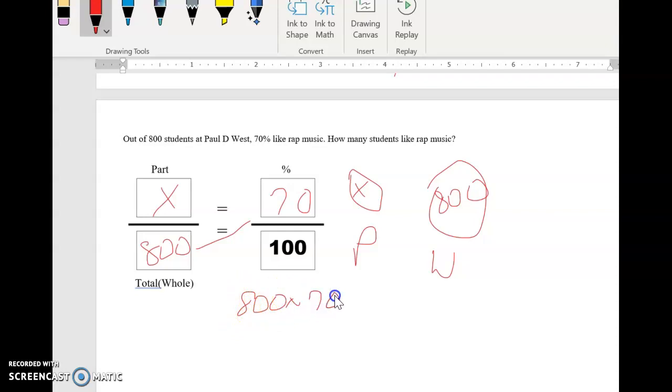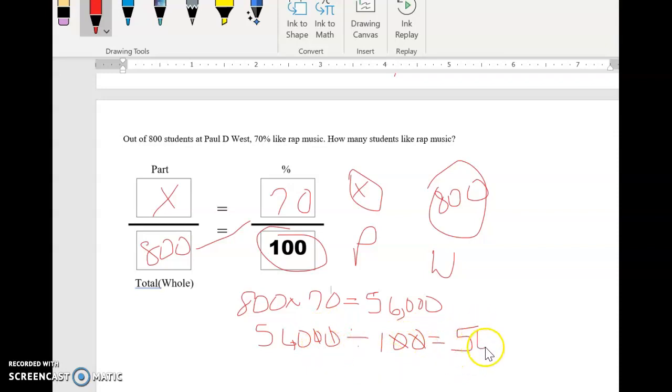So 800 times 70, again, use my zeros, 56, 2, 3. Because I have 1, 2, 3 zeros. And 56,000, oops, I put that in the wrong spot. 56,000 divided by 100, the number I did not use. And again, use my knowledge of zeros. That's 560.